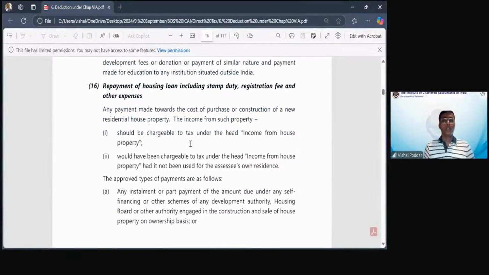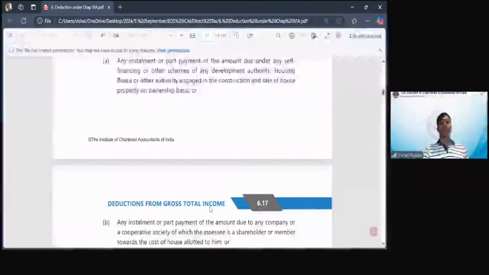Now, next benefit is where you have taken a housing loan. So the amount attributable towards the cost, which is represented by the principal component, is eligible for deduction under 80C, whereas the interest component is eligible firstly for deduction under the head house property. Again, it is eligible for deduction under section 80. We'll see that later when we reach that point. But first, it is eligible for deduction under the head house property. So here you get deduction for the housing loan principal. Let us proceed.